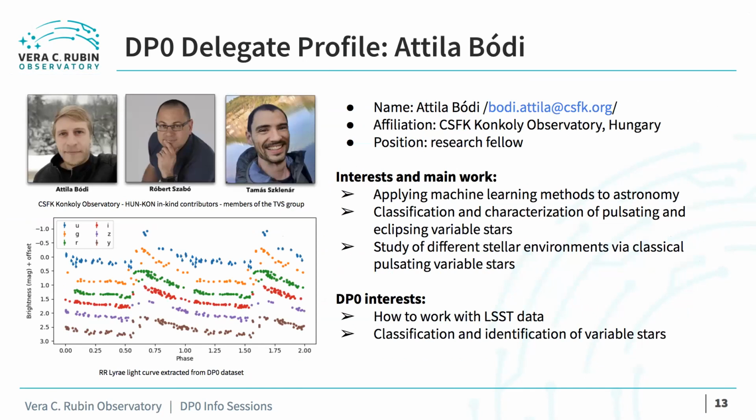Hello everyone, my name is Attila Bódi and I'm from the Konkoly Observatory, Hungary. I'm part of the Hungarian in-kind contributing team, and you can see the other team members, Róbert Szabó and Tamás Lanár. I'm primarily interested in machine learning methods to apply in astronomy and the classification and characterization of variable stars, mainly classical variable stars, pulsating variable stars, and eclipsing binaries.